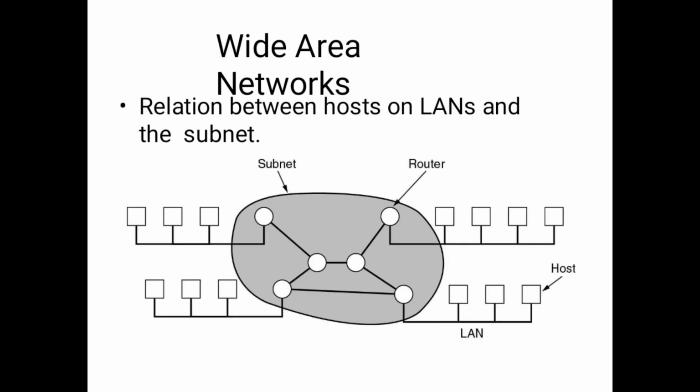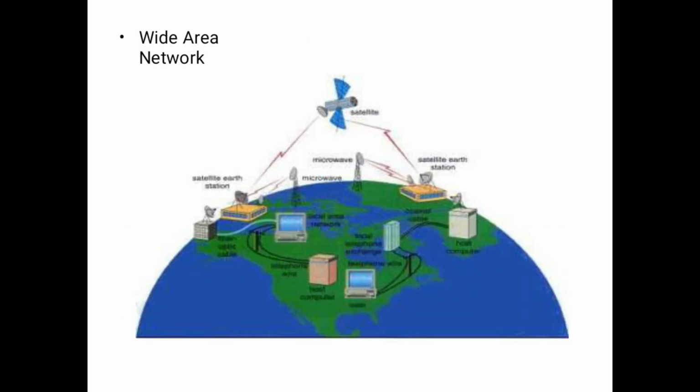Coming to the wide area networks. Here is the relationship between hosts on LANs and the subnet. Here we have the subnet. In that subnet, different types of routers are there. Based upon those routers, different LANs will be connected. And from one LAN to another, if they want to communicate by using those routers, the data can be communicated between the different LANs. So this is the diagram representation for the wide area network.